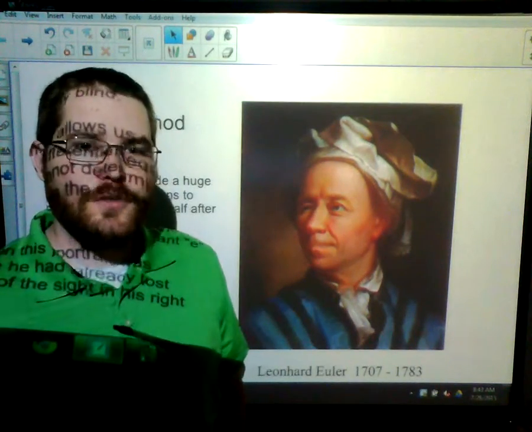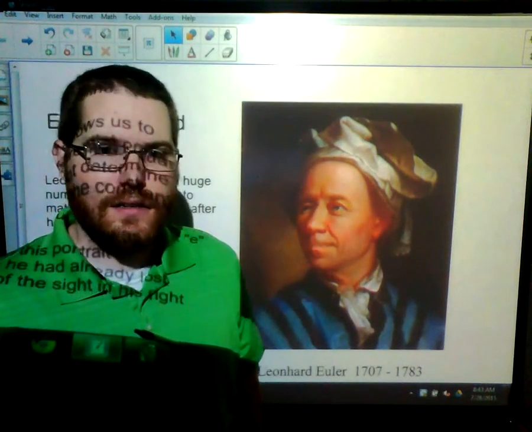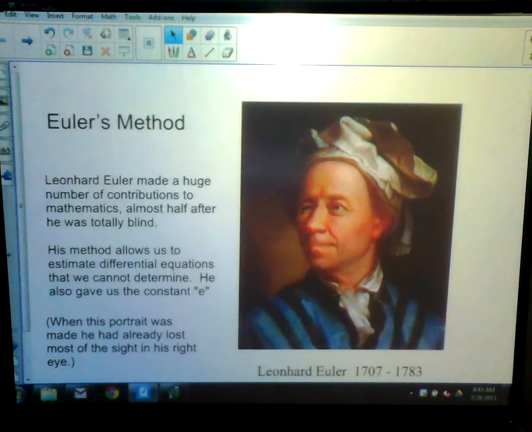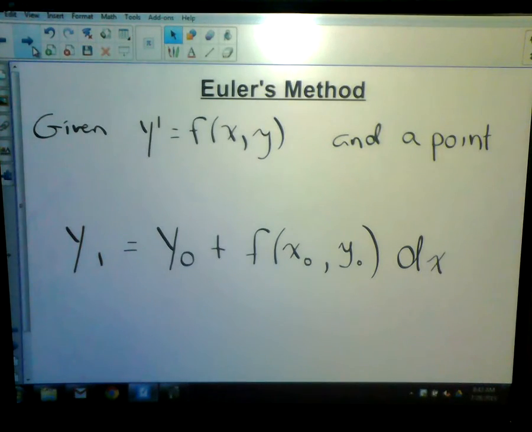Hello everyone, and welcome to the first BC topic that's not covered in AB. Euler's method. It looks like Euler, but it's really pronounced Euler. Euler's method is used to approximate a differential equation that we can't actually solve.